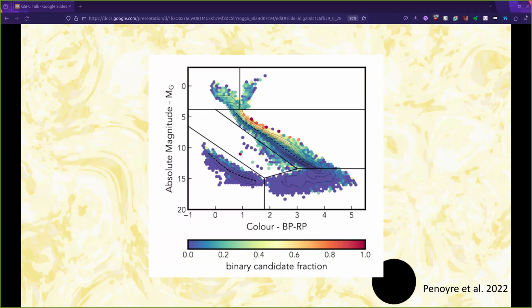I want to highlight that a lot of similar work has been done for RUWE. I think a lot of people really like to use RUWE, especially for exoplanets, but RUWE is sensitive to a totally different parameter space than paired is. RUWE is much more sensitive to wide binaries, and paired is much more sensitive to binaries within 10 AU.